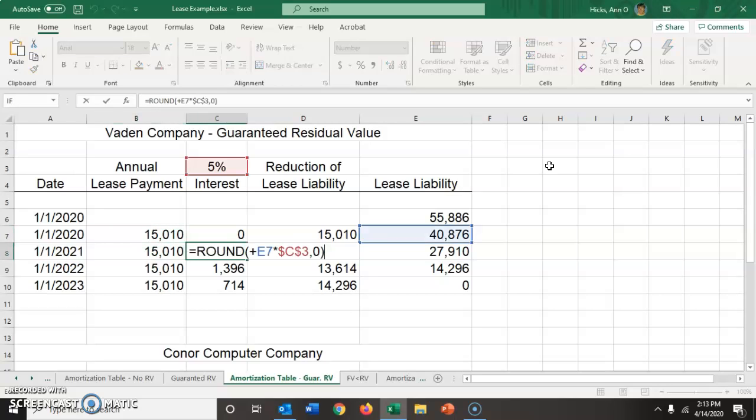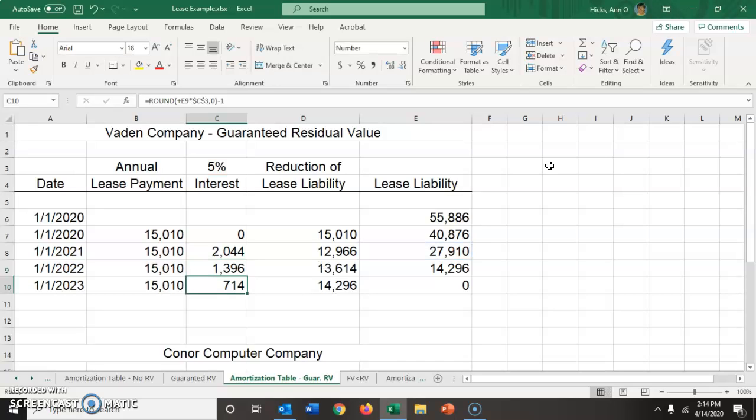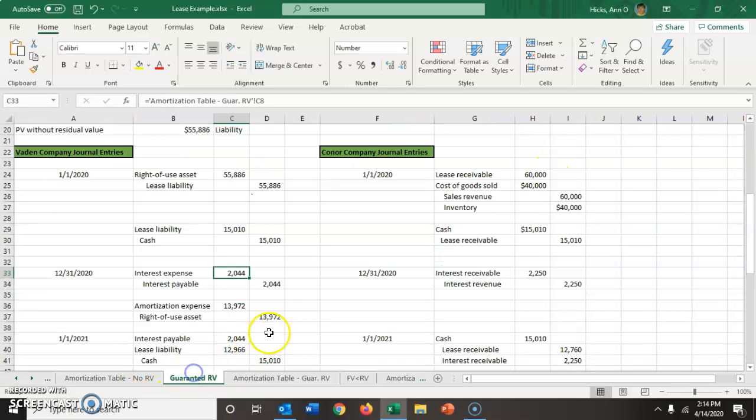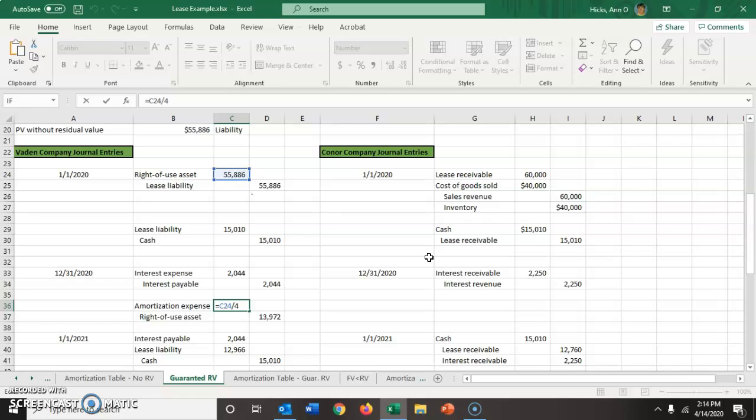Our interest is still going to be based on 5%, but the dollar amounts, of course, will change because the liability is different and the annual lease payments are different. Journal entries, on the other hand, are pretty much the same. Debit interest expense, credit interest payable. Amortization expense is still going to be recorded. The calculation will be the same, but note that the dollar amount is different because we're recording the asset at a different value than we did in the previous example.